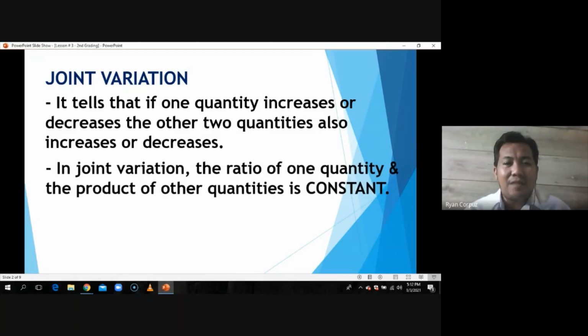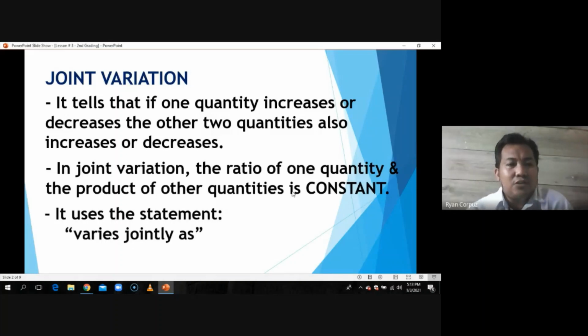So, ano pa ba yung kailangan natin malaman about joint variation? Sabi ito, in joint variation, the ratio of one quantity and the product of other quantities is constant. Balik tayo sa ratio, parang direct ratio of one quantity. Sa madaling salita, yung quantity na unang minention, yun yung nasa numerator, then yung other two quantities, yun yung nasa denominator, product of it, kasi multiply yung dalawa. That is in order for you to find out the constant of variation.